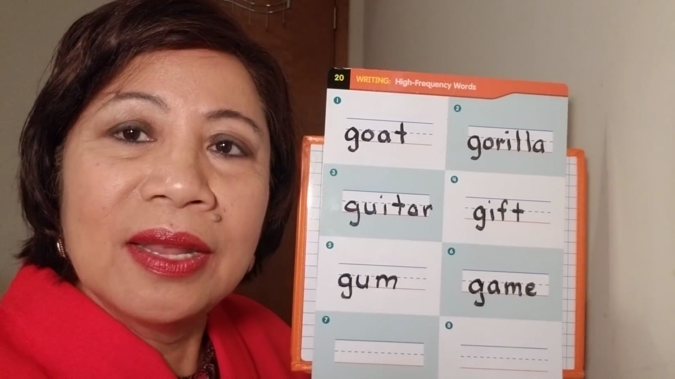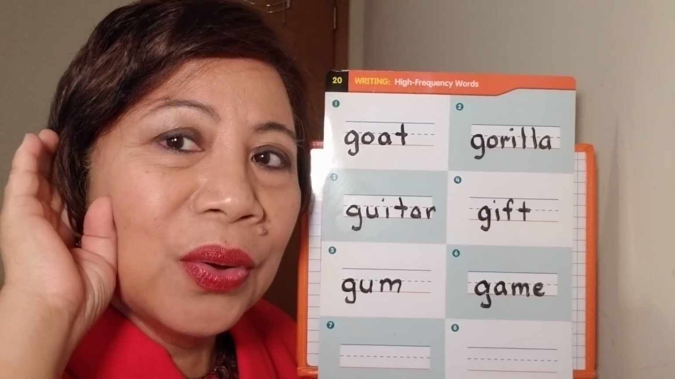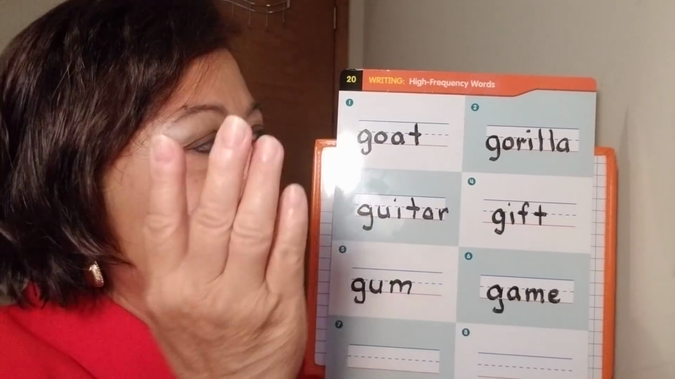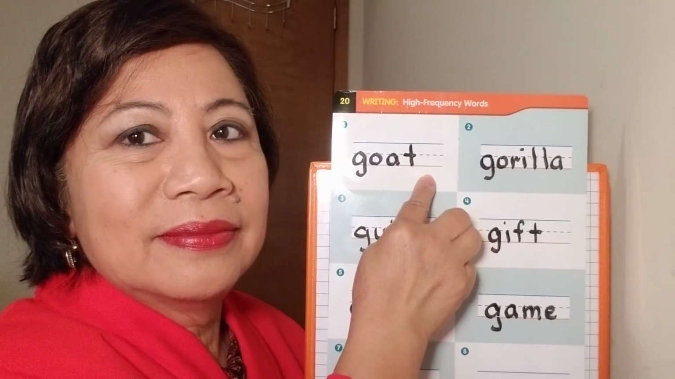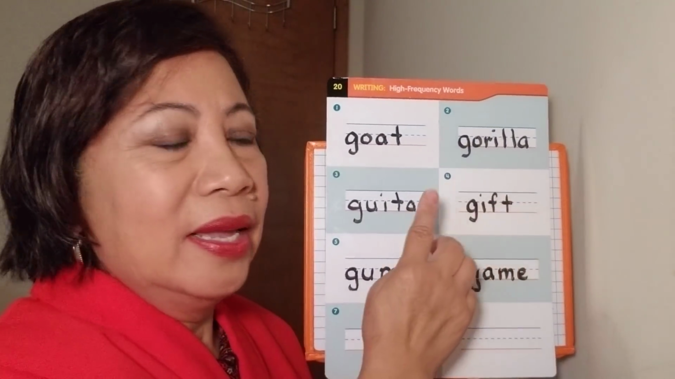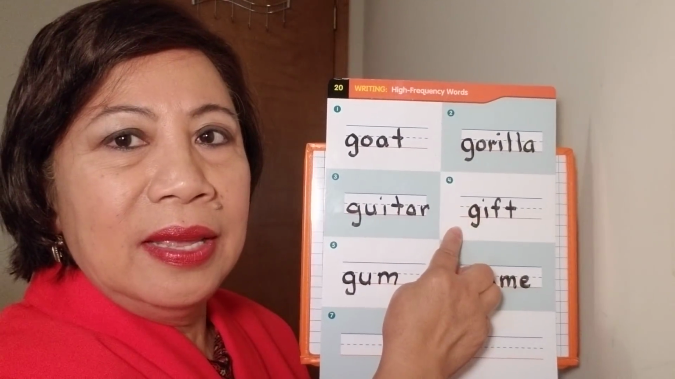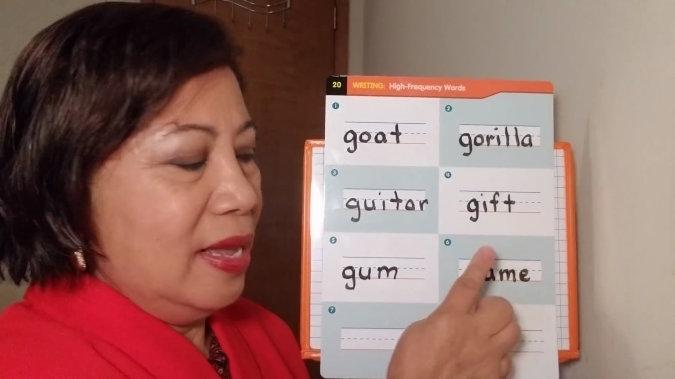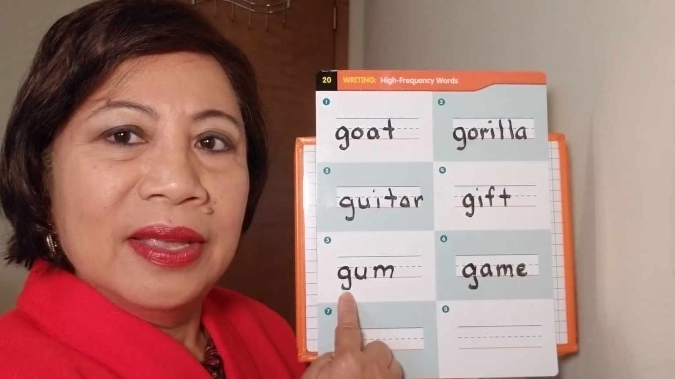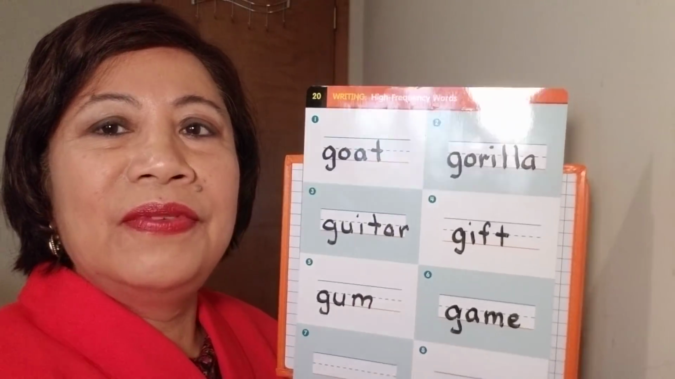Let's read it again. Okay, this time you read it to me and I will listen. Okay, it's your turn to read. Get ready. Good. Very good. High five. Very good. You did that wonderfully.